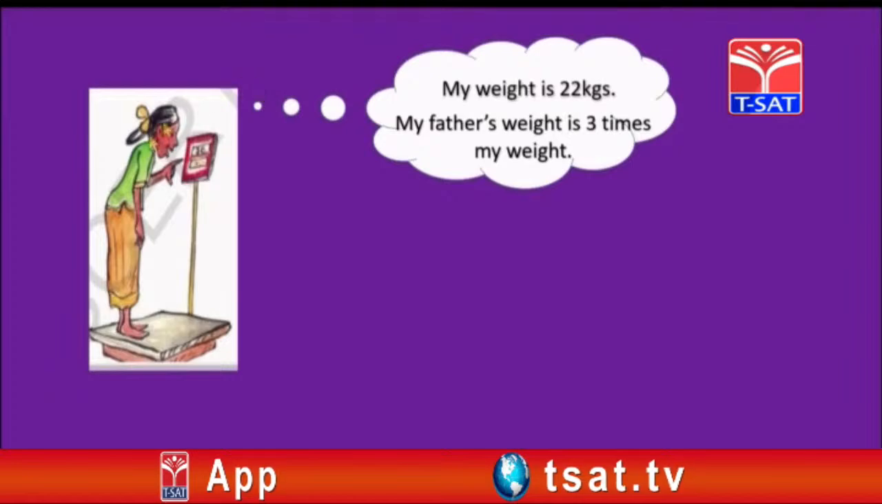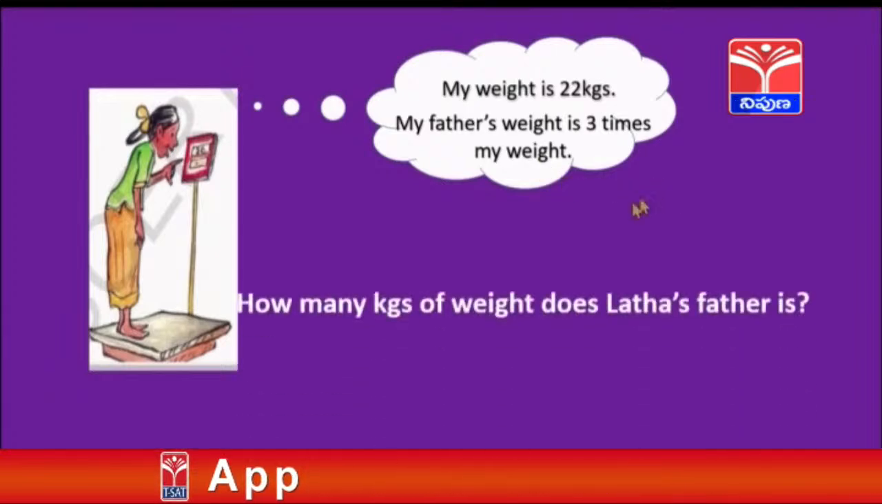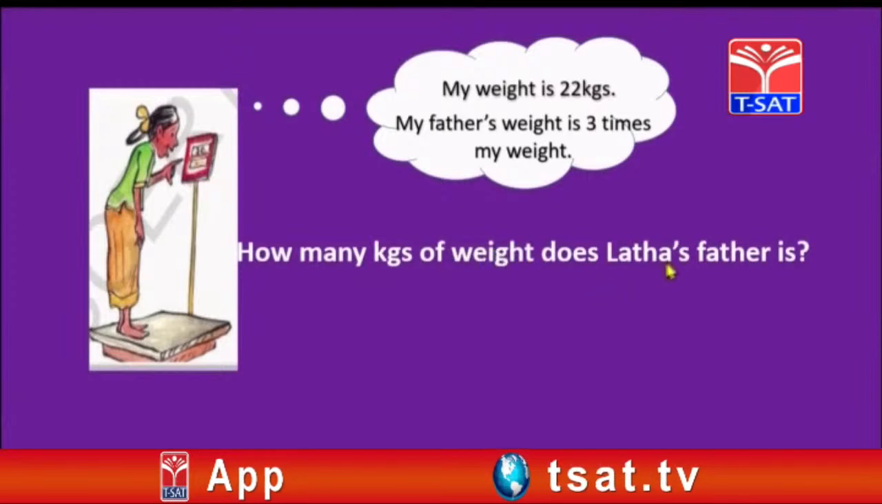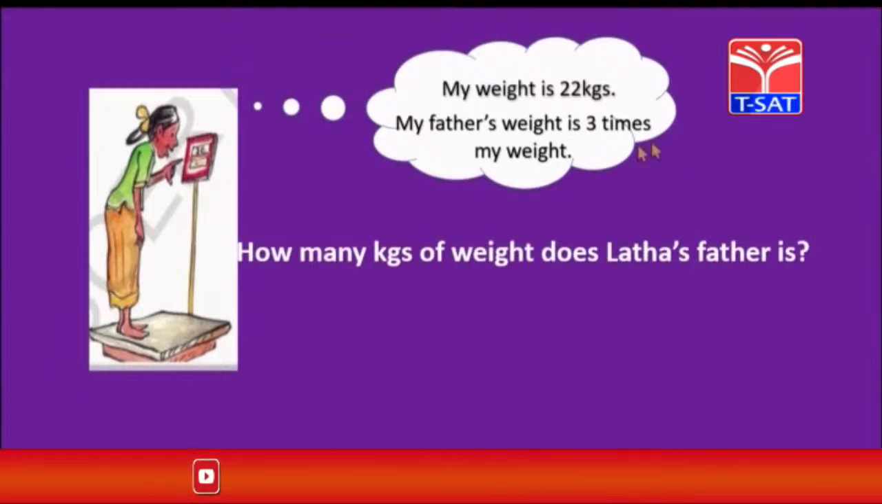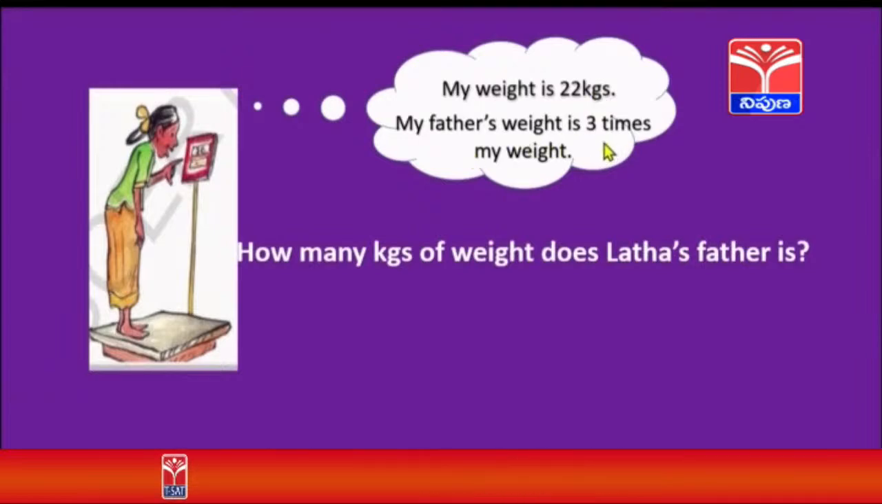Children, after weighing, Lata is thinking. See what she is thinking. My weight is 22 kgs. My father's weight is 3 times my weight. Children, now how many kgs of weight does Lata's father have? Children, here Lata's father's weight is not given. Only Lata's weight is given, and a hint is given. That hint is father's weight is 3 times more than Lata's.